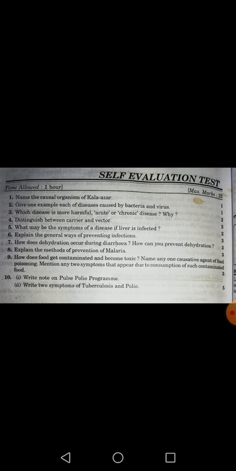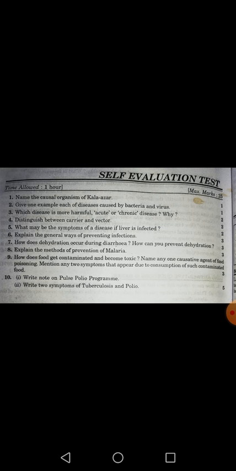Actually, the pulse polio program is a single day public health project. Okay, and this project was initiated in December 1995 in India, and this attempt was made to eradicate polio from India. And in the term pulse polio program, the pulse means a dose of polio vaccine, okay, and it is applied for a short duration.